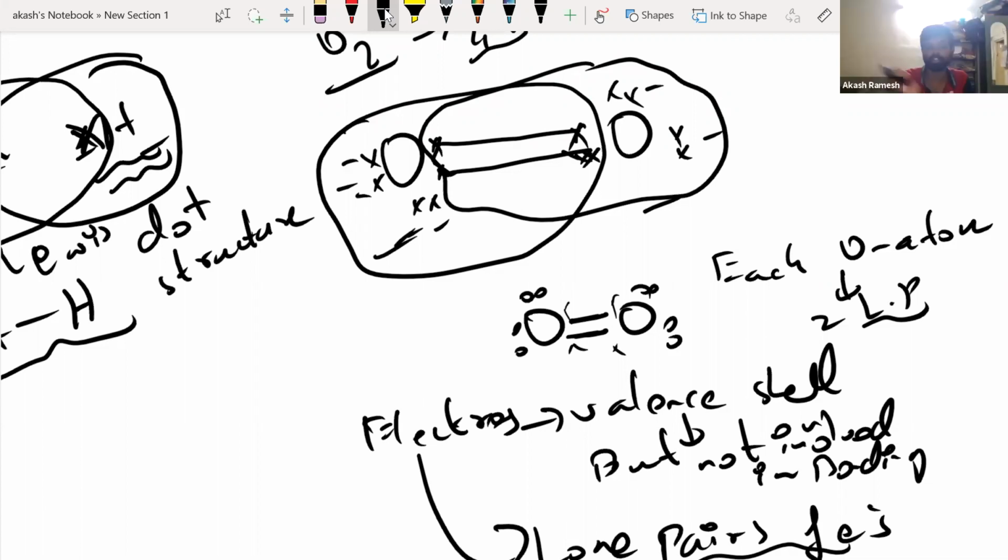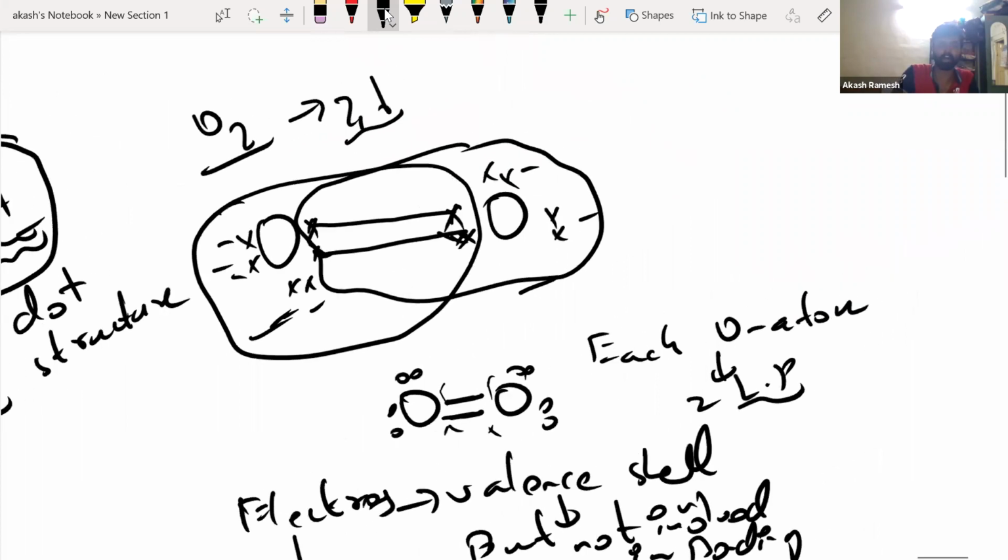Okay, so now that we understood, what do you mean by a lone pair? What do you mean by a bond pair? Bond pairs are valence electrons that are involved in bonding. Lone pairs are valence electrons which are not involved in bonding. As simple as that.